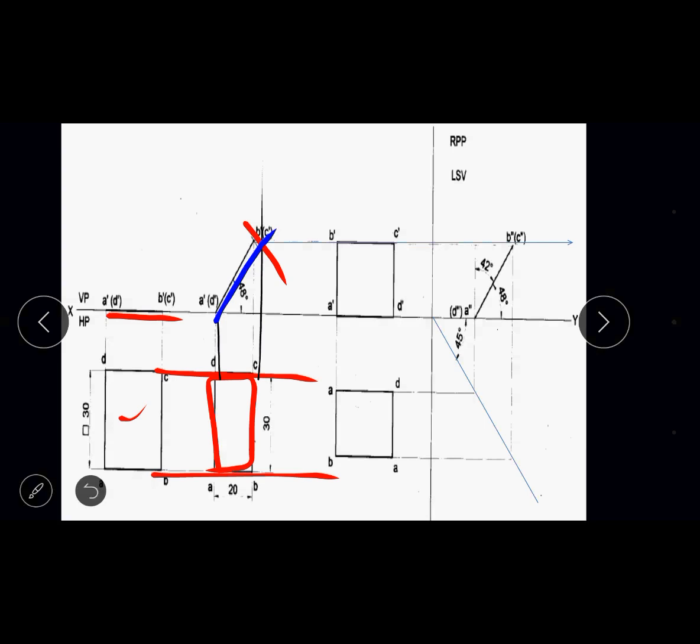Here you see that there are three figures followed with a side view. You find even the RPP, the right profile plane, over here. So the side view is also used here. The side profile plane is also used in this. So all three planes are used in this problem: the horizontal plane, the vertical plane, and the side profile plane. This is the RPP, the right profile plane.